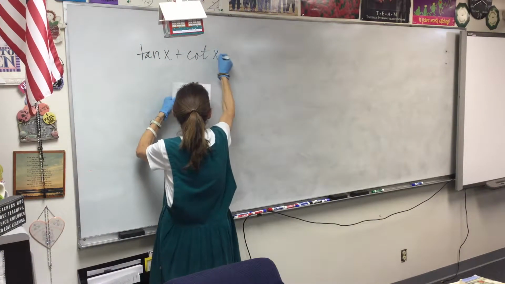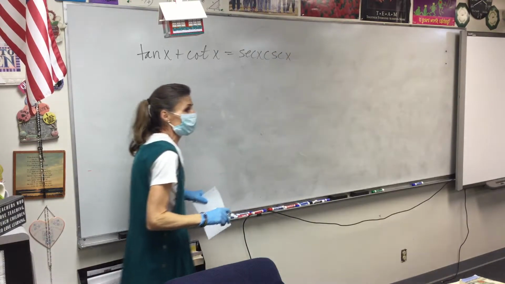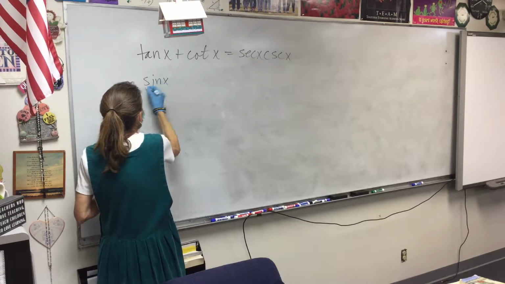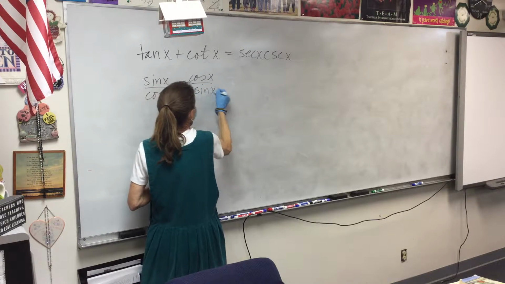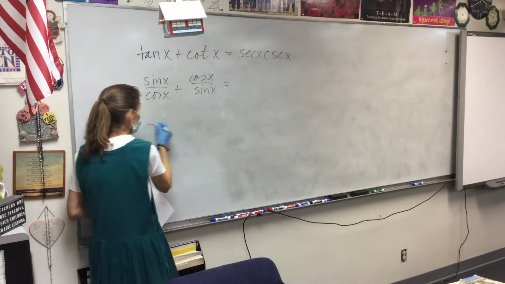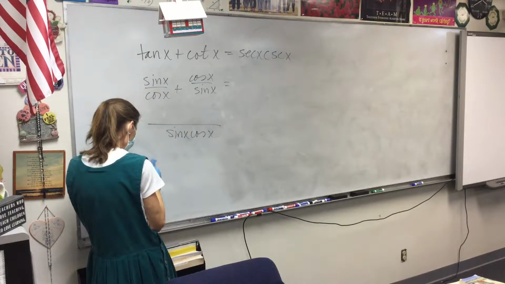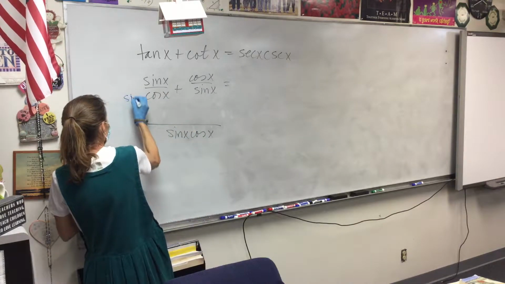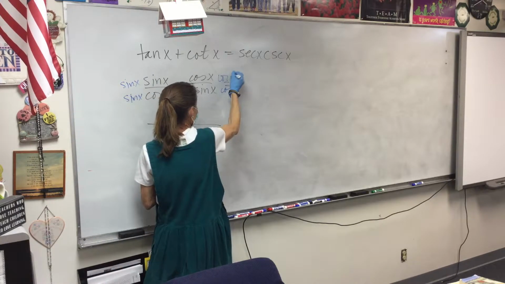This is what we have. This is what we want. So what's your thought? Sine over cosine. Cosine over sine. Get two fractions. Get a common denominator. So this one is going to be times by sine, and this one by cosine.